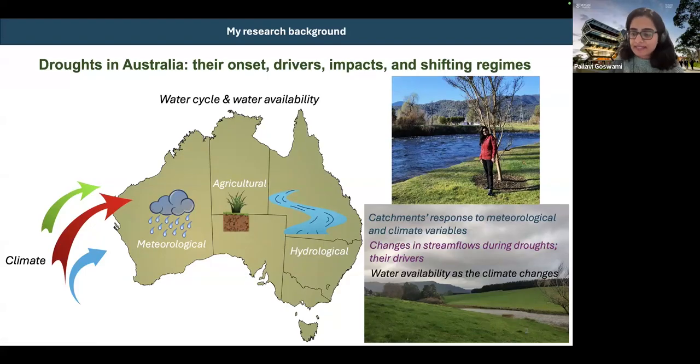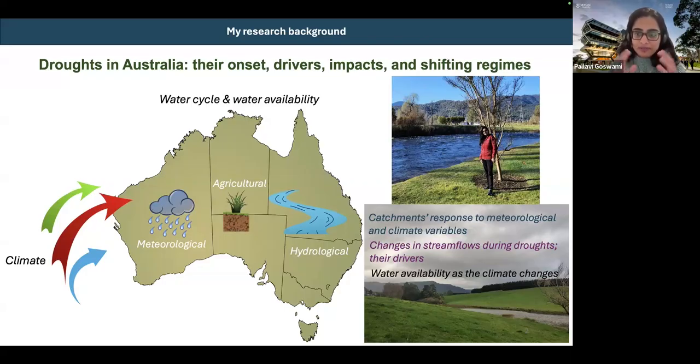My research has mostly been centered around understanding how catchments respond to meteorological and climate variables, how stream flows change during droughts and what drives those changes, and how water availability is going to change with changes in climate. So these are a lot of questions, I know, but I try to use data-driven modeling, statistical modeling to answer some of these questions. And I know when I talk about data-driven modeling, that's a big umbrella, right?